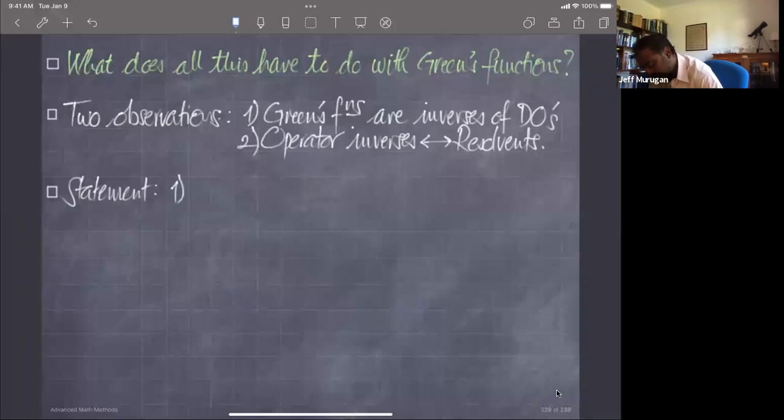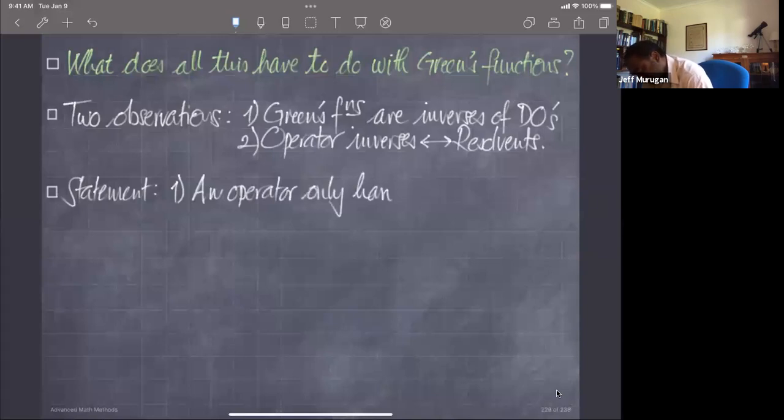So the statement is the following. One, an operator only has an inverse if and only if 0 is not in its spectrum.